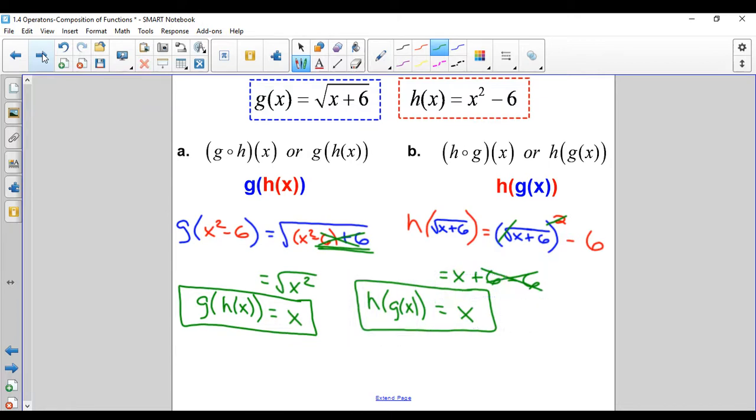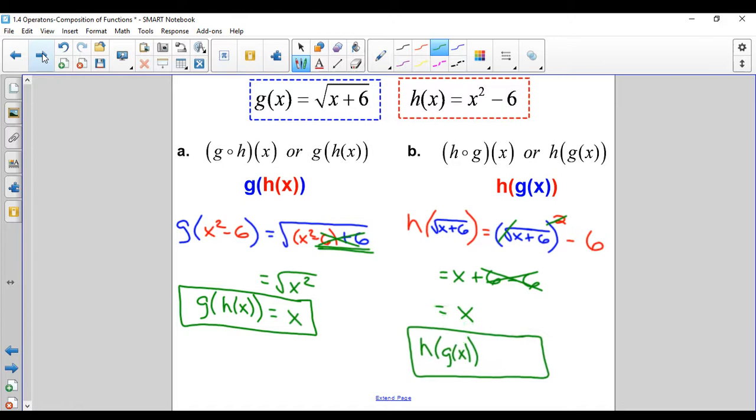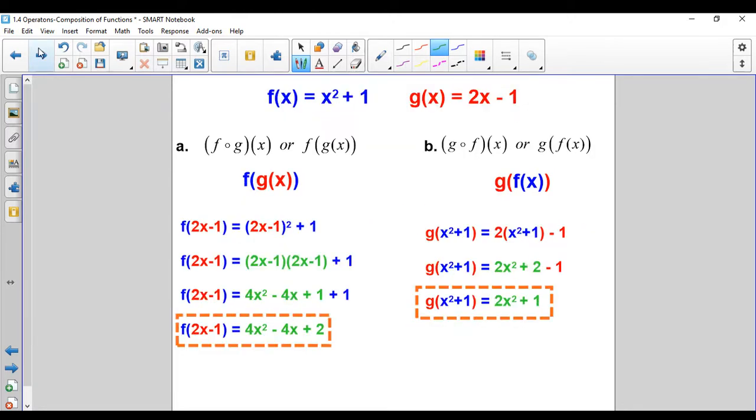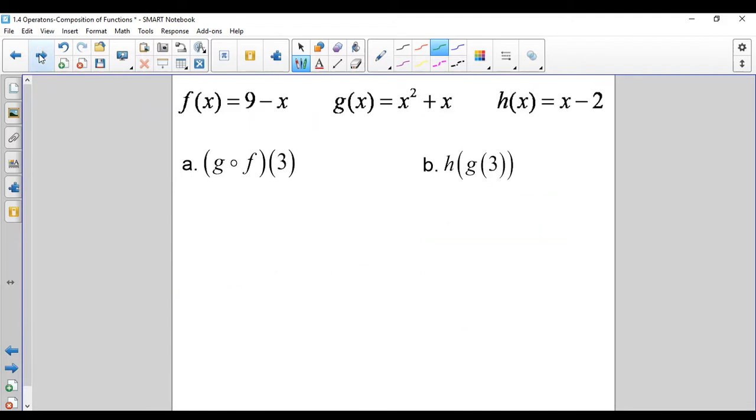Now, we could also be plugging in numbers. I have another example here typed out. You can take a look at it later on. But we can also plug in numbers. Let's check this out. I have 3 functions, so you just got to look at the notation.